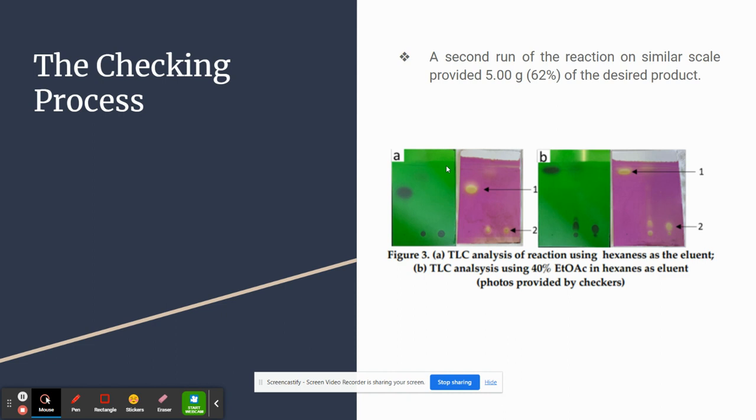The first dot in the first TLC plate is the starting product, and the second dot is the final product. The second plate, which says B on it, is the same thing, but 40% EtOAc in hexanes is used as the eluent. And the first dot is still the starting product, and the second dot is still the ending product. This is generally used to show if you have the desired chemicals in your product or if you did not.